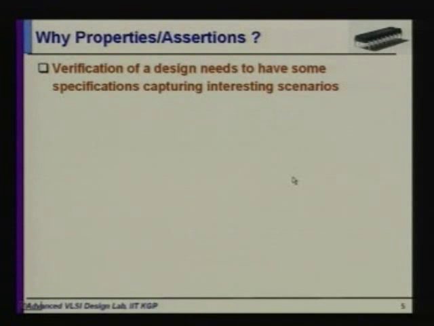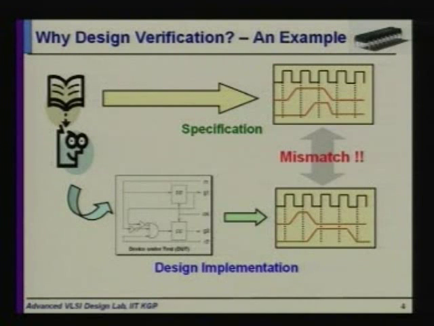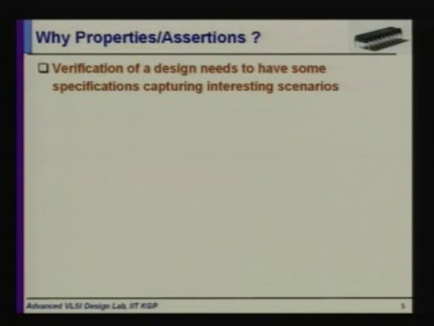So why do properties or assertions come into the picture? To verify a design, we need to have some important behavior, some specifications that the design should obey. These are specified in the requirements. We specify the behaviors in terms of those requirements, the design team independently implements the design, and we try to find whether there are any errors or not. These interesting scenarios we capture through assertions.